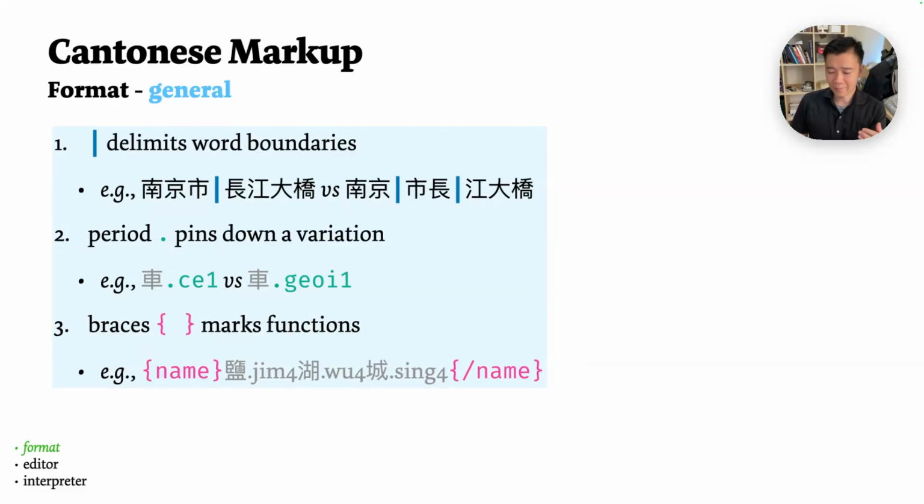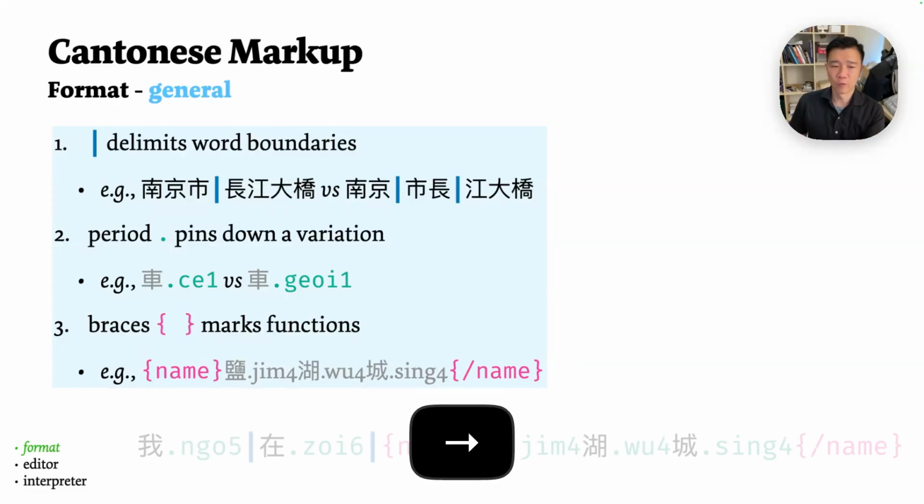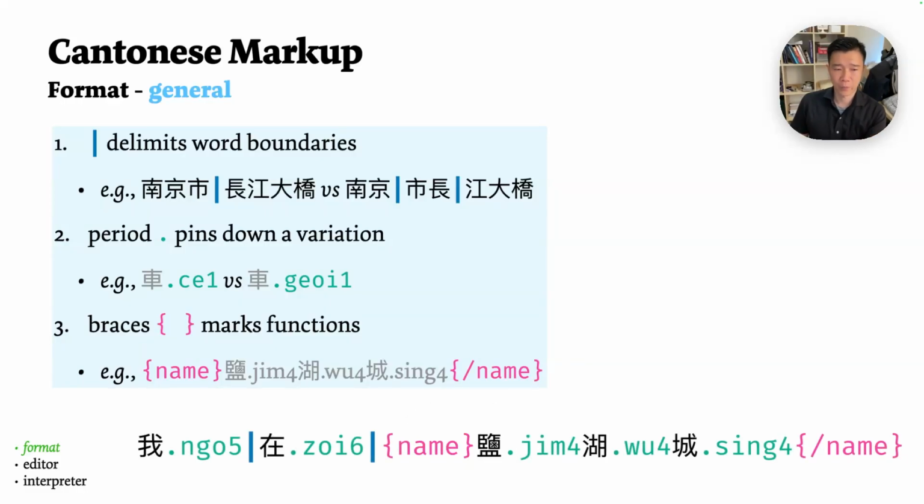What this means is that a sentence like 我在鹽湖城, I am in Salt Lake City, would have been in full look something like this. 我 might have multiple readings, so we go 我.ngo5 to pin down the reading. 在, we pin down the reading. 鹽湖城, each time we pin down the reading. I, physically located, Salt Lake City, and we use the word boundary bar to cut it open.